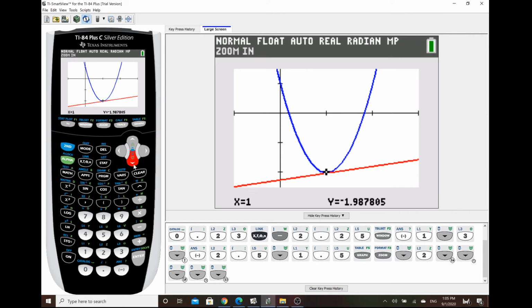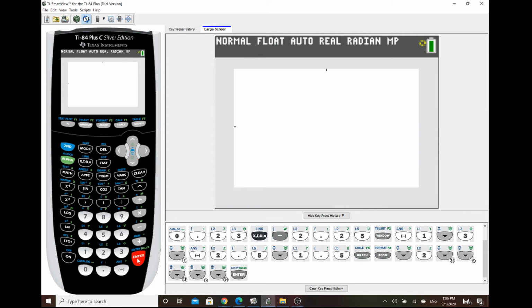Okay, so once you get to that position, you want to hit enter. Now you may notice that I press a lot of down arrow because I want to get that position close to the blue curve and the red line, and then press enter so we can zoom in.